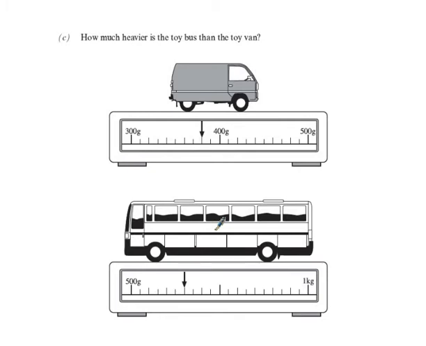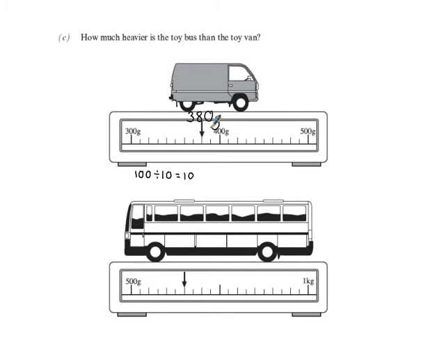So if we work out what it's going up in first, again work out how many little parts there are within the 100. So 1, 2, 3, 4, 5, 6, 7, 8, 9, 10. So because there's 10 parts in 100, 100 divided by 10 again, we know we're going up in tens. So we've got 310, 20, 30, 40, 50, 60, 70, 80. So the van is 380 grams.